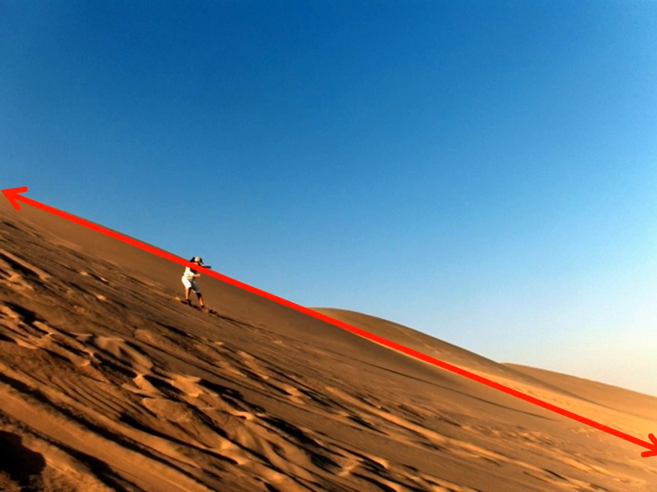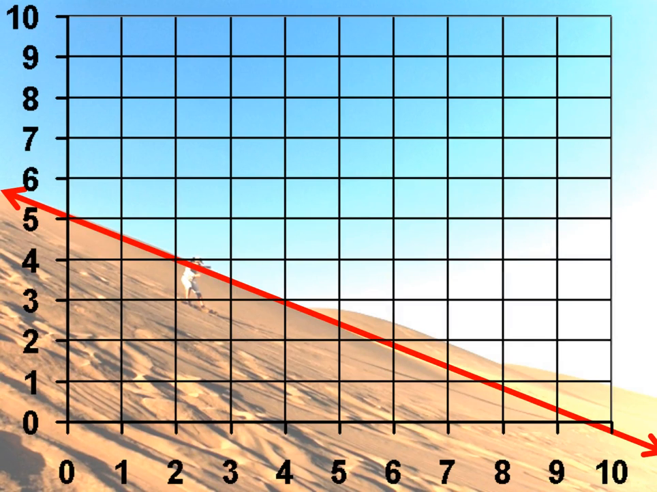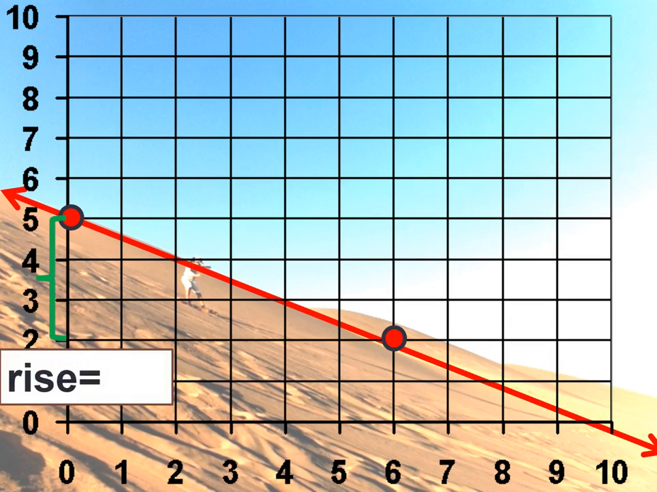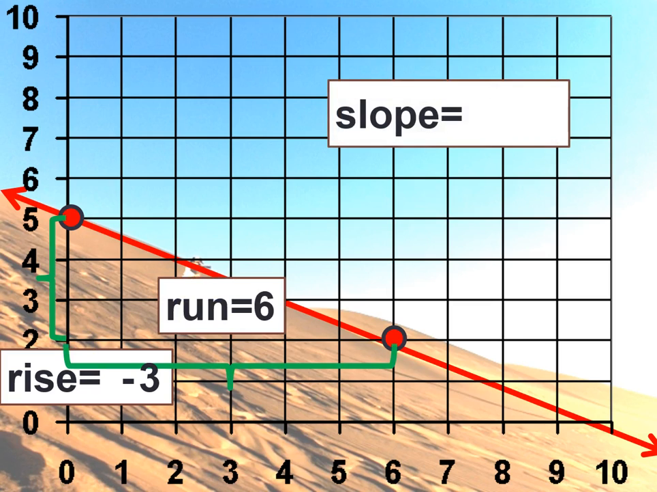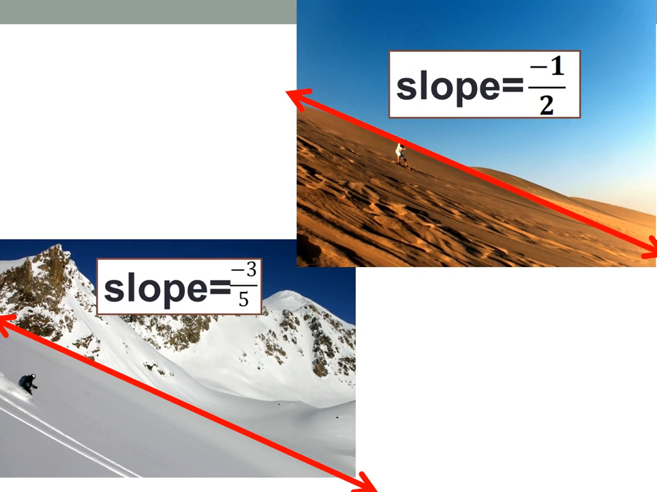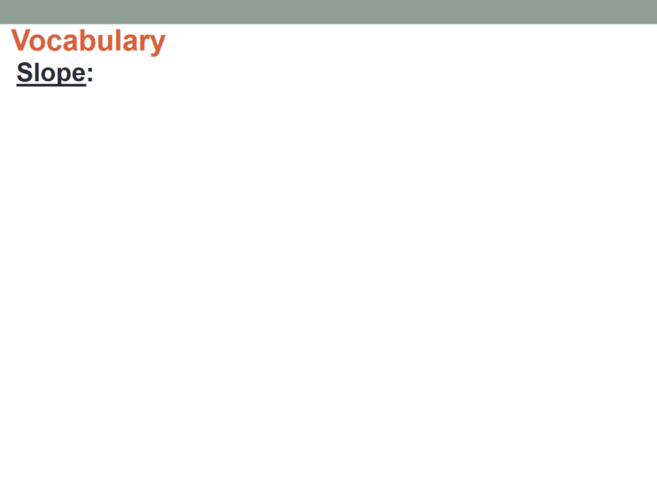And now check out this guy going down this desert mountain, right? I grab 2 points. My rise is -3 because I'm going down, and my run is 6. I can move over 6. My rise over run is -3 over 6, but that's not simplified. We need to simplify this to -1/2. So check out these 2 slopes. They're both negative, and they're going down and to the right. So positive goes up and to the right. Negative goes down and to the right.